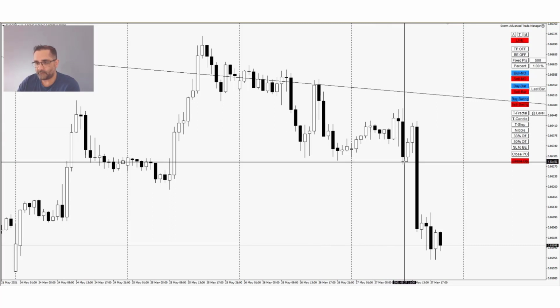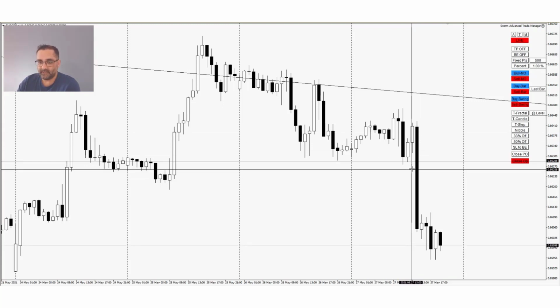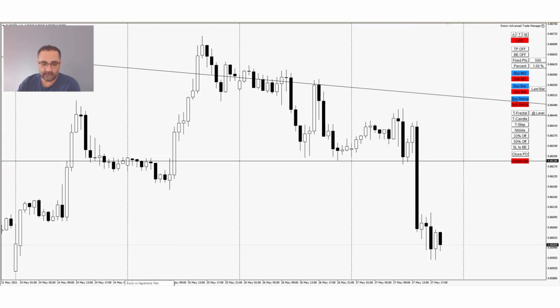We have a breakout situation. So here we have this strong move down and then price going up. So it created kind of a pullback situation. It wasn't clear for me. I didn't even pay attention.